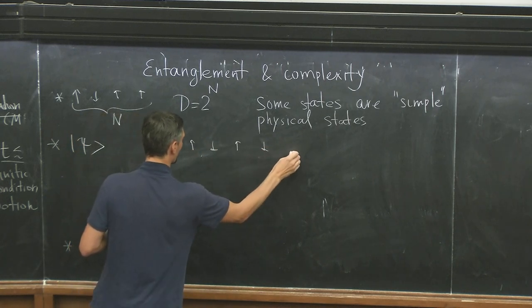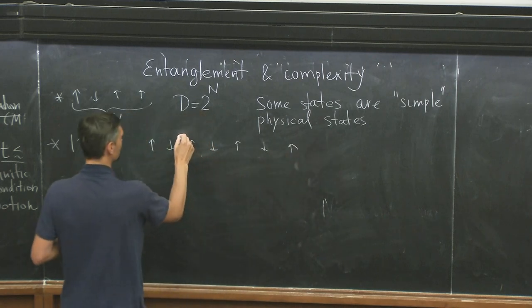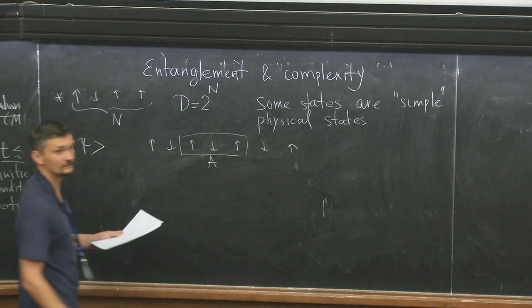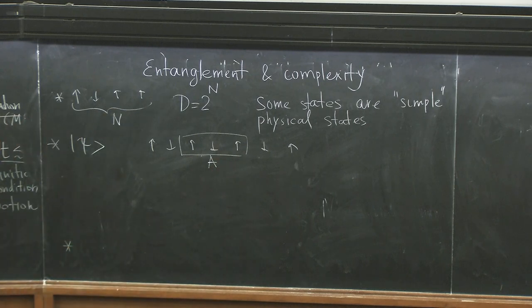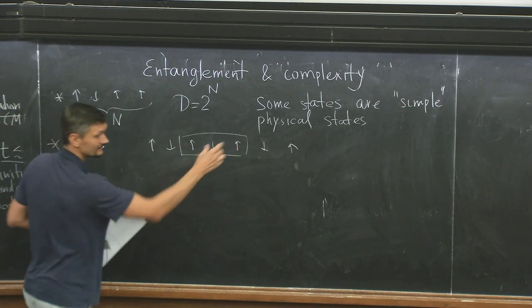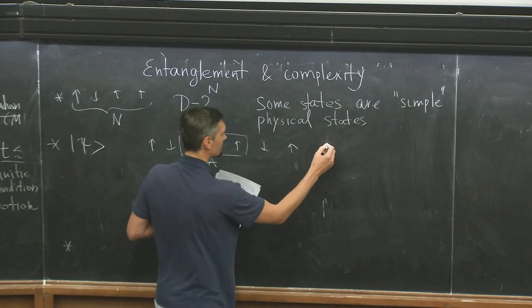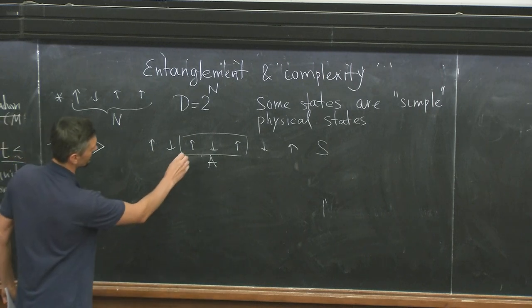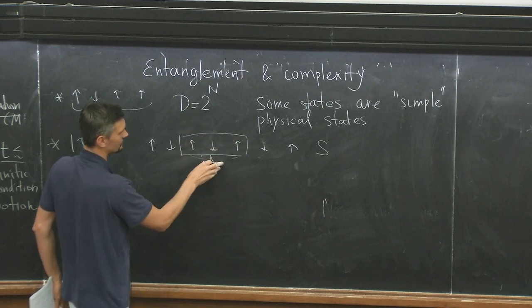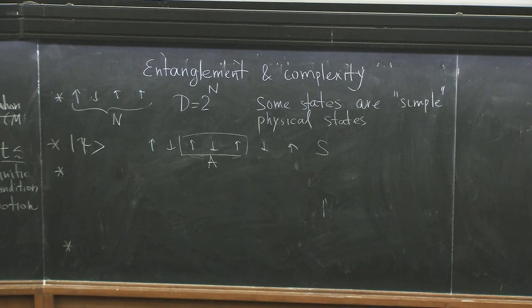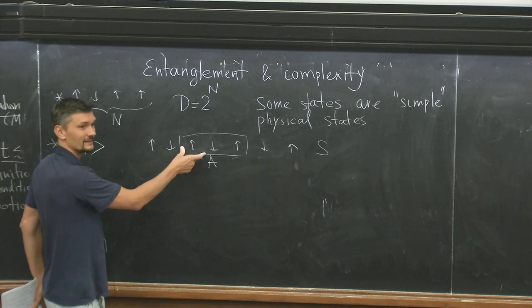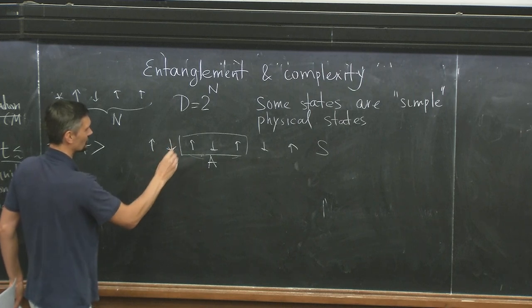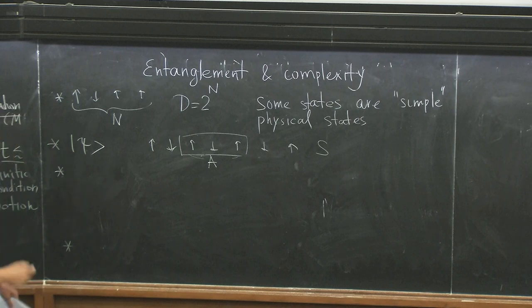And so let's say I have my system, and what I can do is take a subsystem A, which is a block of spins. It can be a block of adjacent spins, or maybe a disconnected block of spins. And let me call my total system S. If I have a classical state, then the state of the degrees of freedom here does not depend on the state of things outside. But if it is a quantum state, then there are quantum correlations, and depending on the state of the complement, my subsystem finds itself in a different state.